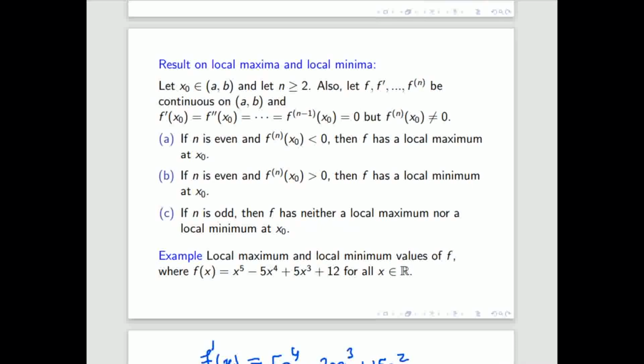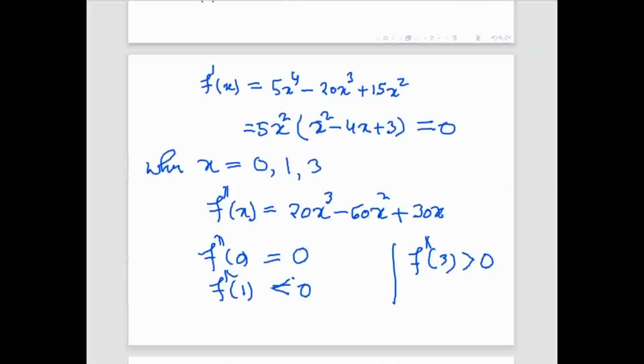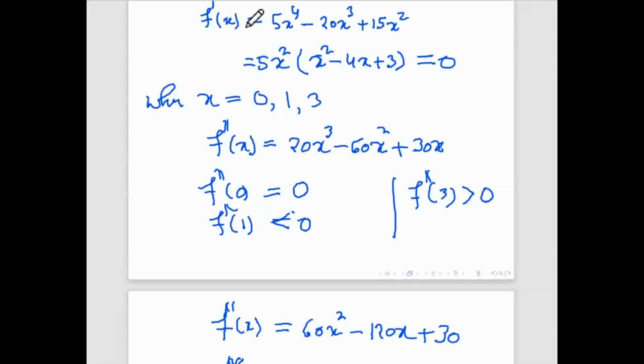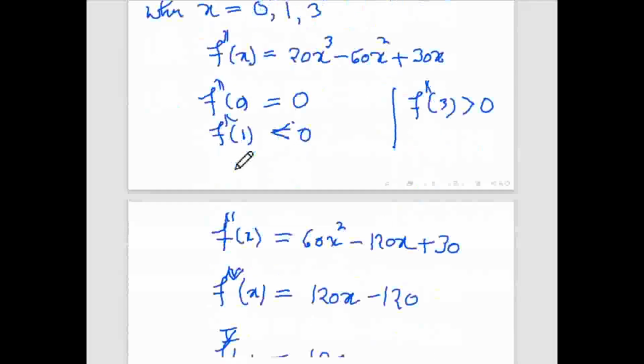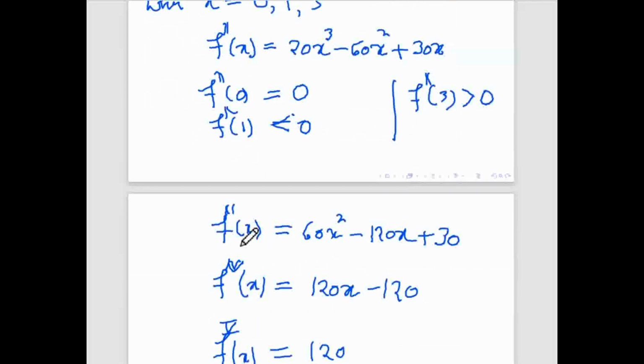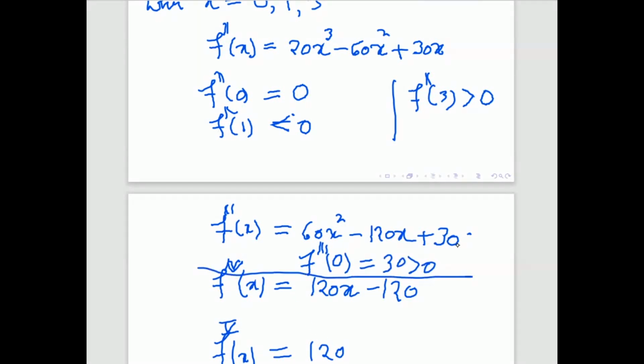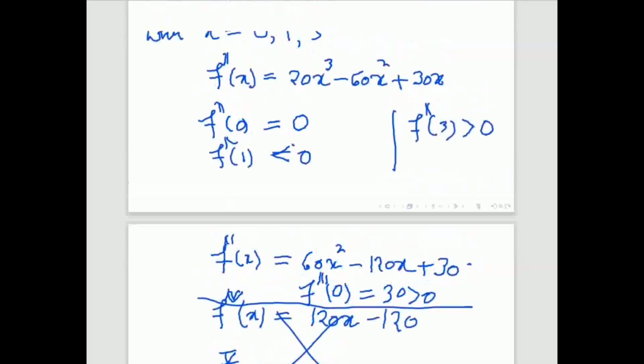So in this example, at 0 the function is 0, its second derivative is 0. What is its third derivative at 0? Positive. The third derivative will come positive 30. So f triple prime, the third derivative at 0, equal to 30, which is positive. That means it is non-zero. So we'll not move further. This is not required because we got a non-zero.